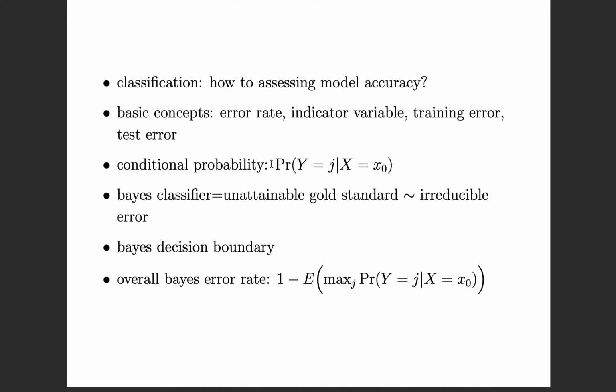And the concept of irreducible error here boils down to the Bayes classifier, a classifier that has access to this conditional probability. We would like to learn it. But even if you had this conditional probability, there's an unattainable gold standard. There's this irreducible error. There's still some error. And that's where the Bayes decision boundary comes in, and the overall Bayes error rate. These are a little bit more complicated concepts that I will get to in the next lecture by going into the math of it. But now I just want to introduce it so you're ready for the following week.